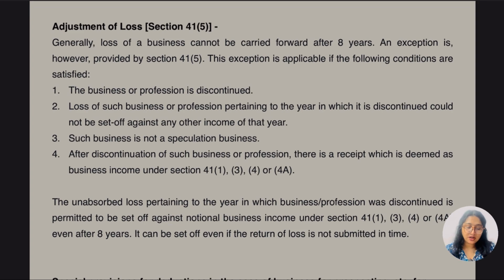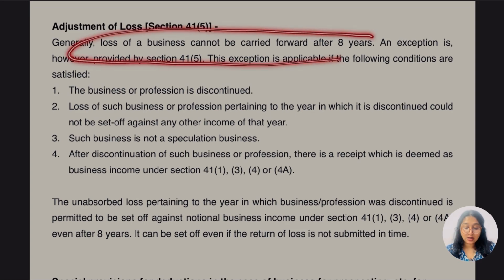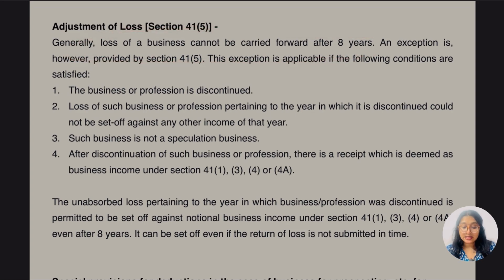Generally, losses of business cannot be carried forward after 8 years. An exception is however provided by Section 41 subsection 5. The exception is applicable under the following conditions. Number 4, the business is actually discontinued.